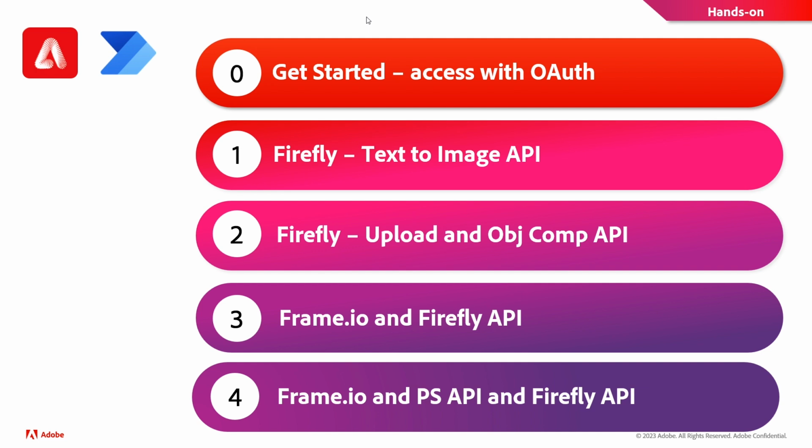So just to recap, we started off with talking about how we use the Firefly client ID and secret in exchange for a token. We then used the token in subsequent videos to make various different Firefly API calls like text to image, upload, generative fill, or object composite. And in the last video, we even incorporated that workflow with Frame.io as well, so that images can get in and out of Frame.io.